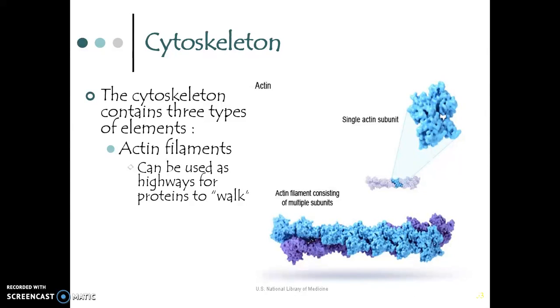One type of cytoskeleton is called actin. Actin is long, thin proteins that can be used as highways, and proteins can walk on them to help move materials throughout the cell, to help carry those vesicles around the cell to get them to the proper places.